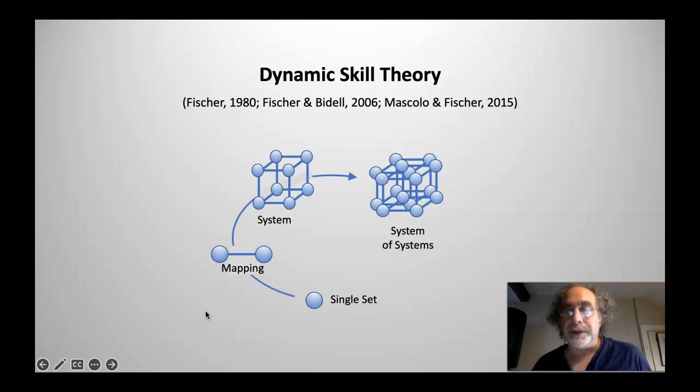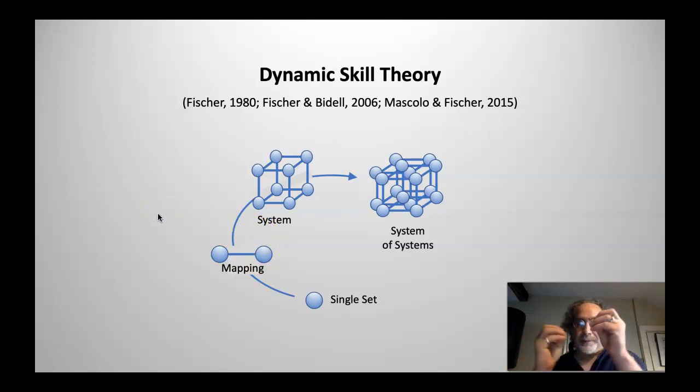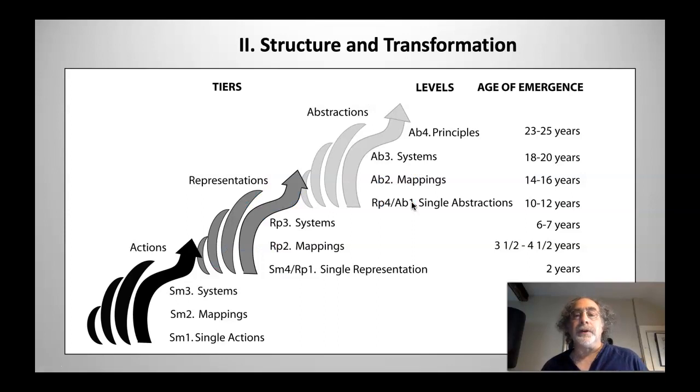That's a quick and dirty indication of how development happens. It starts with one thing, a single set, one action, one idea, one abstraction. And then over time, a child or person is able to coordinate, put together two actions, two ideas into a mapping. And then with more time, a child, a student, an individual, an adult is able to put together two mappings together at the same time in order to form a system. And then a person is able to, with further development, put together multiple systems to create a system of systems. This is the type of thinking that we're going to be using here, and you'll see how it works in a few seconds.